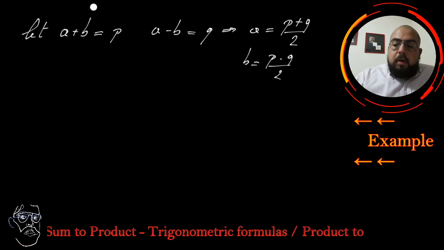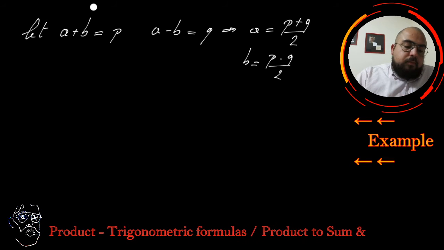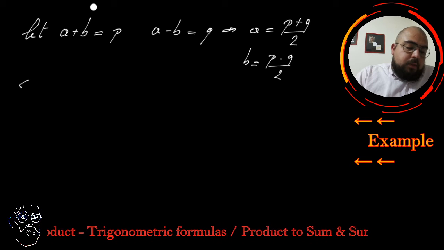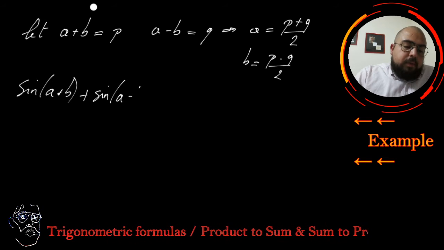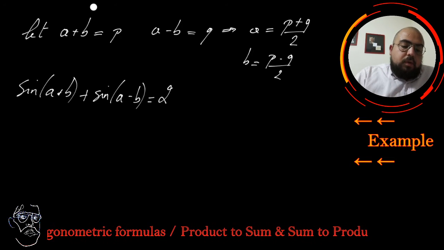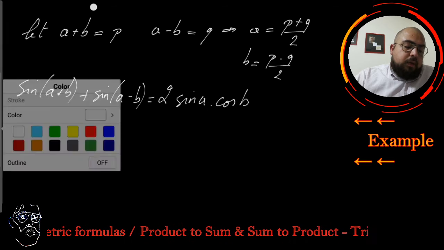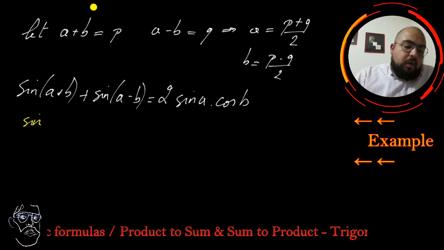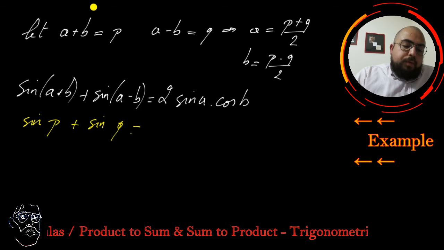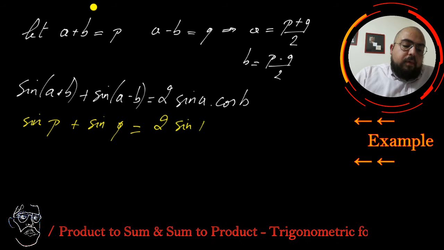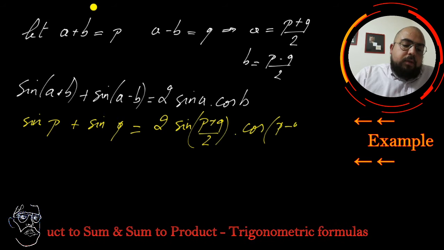So let's say I'm going to use the formula where I had, let's start, sine of a plus b plus sine of a minus b, which gives me 2 times sine a times cosine b. Instead of using this, you can simply write down that sine of P plus sine of Q will be equal to 2 times sine of (P plus Q) over 2 times cosine of (P minus Q) over 2.